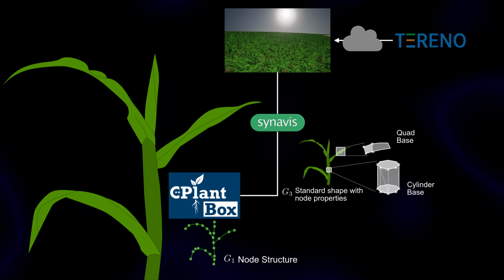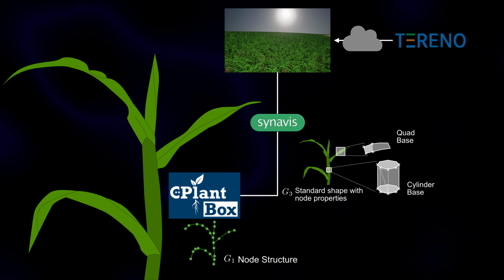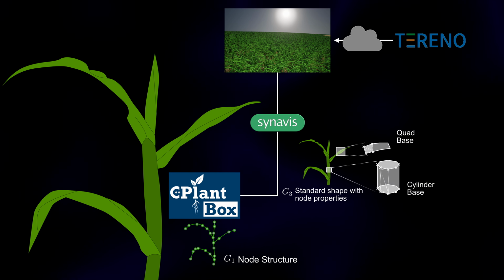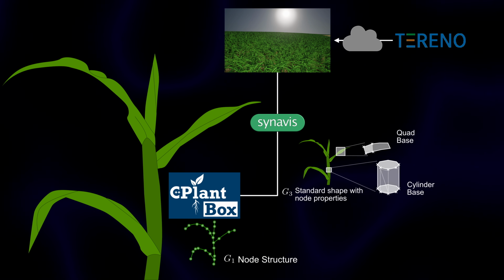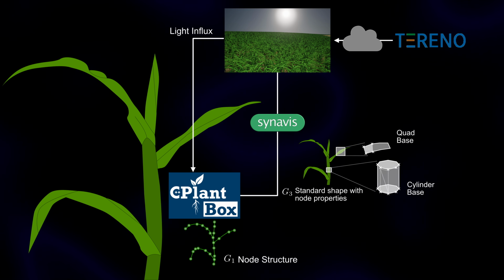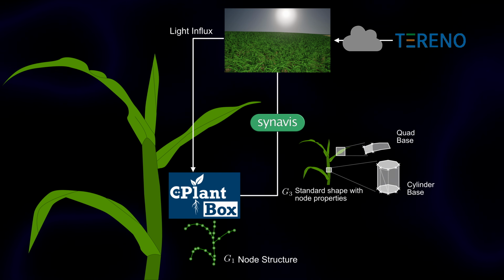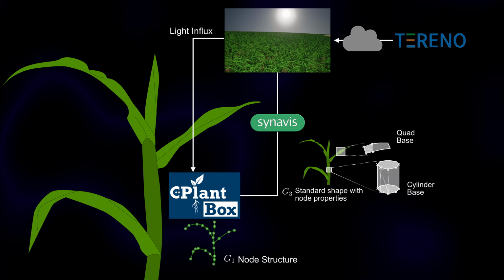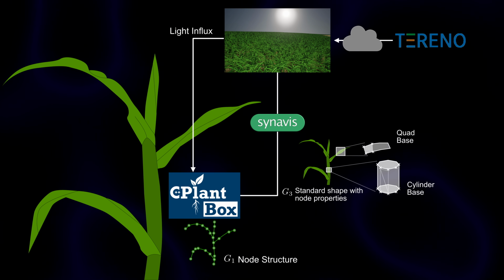The Synovis framework transmits the geometry to the Unreal Engine, where a virtual world instance is calibrated to the environmental conditions, including measured sun radiation, cloud coverage, and similar. In Unreal, the light is measured at each segment and the resulting information is transmitted to CPlantBox, where the photosynthesis is simulated. The plant structure at the next time step is then generated.